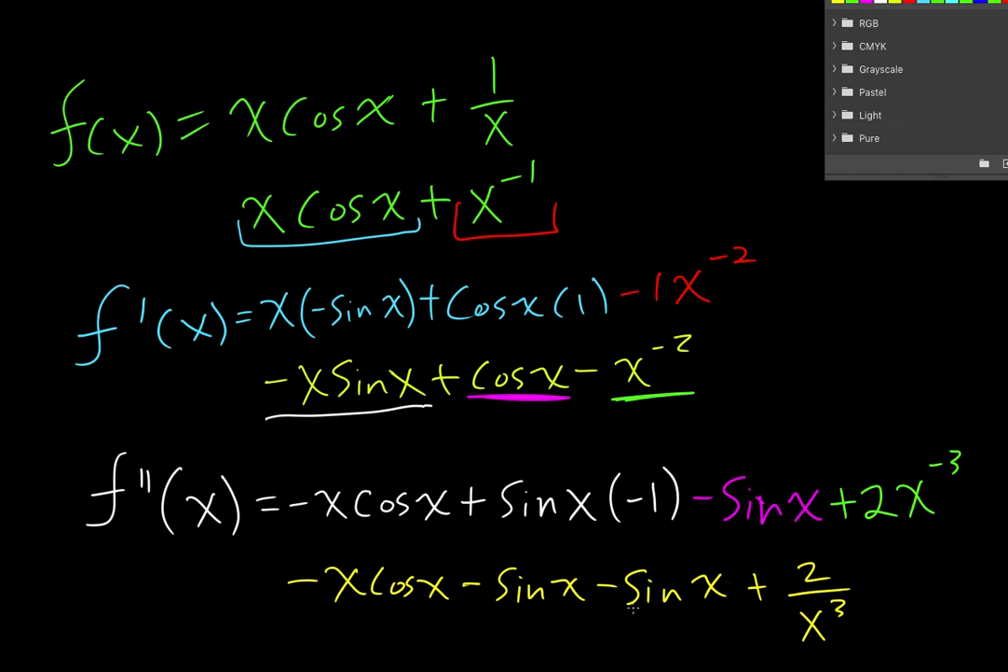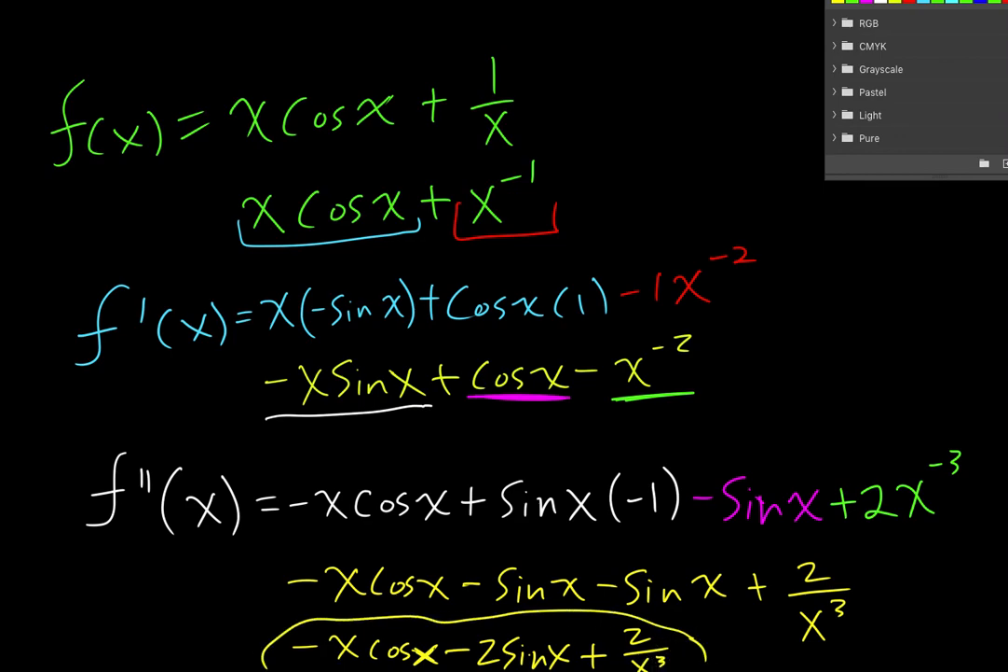But these can combine. So I'm going to get negative x cosine x minus 2 sine x plus 2 over x cubed. And that would be our final derivative.